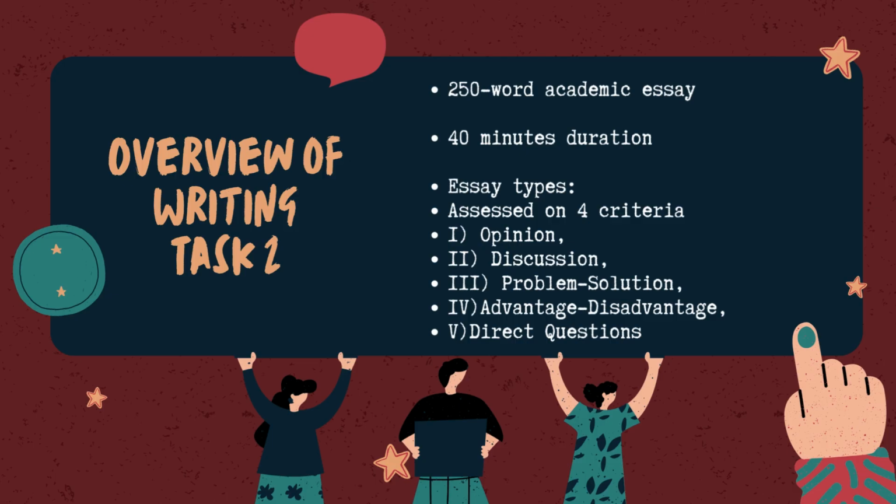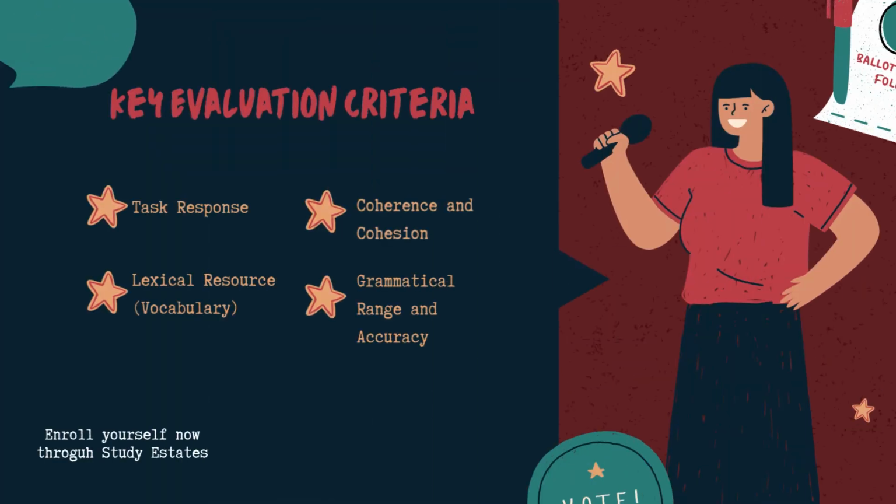And it is assessed on four things. There are four criteria to assess your essay writing task 2. Now, what are those criteria? One is task response, the other you have is the cohesion and coherence, lexical resource, grammatical range and accuracy.